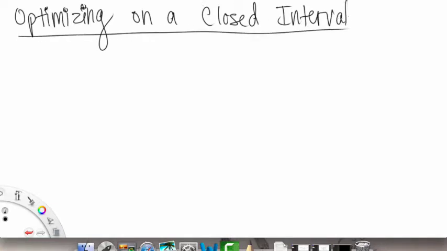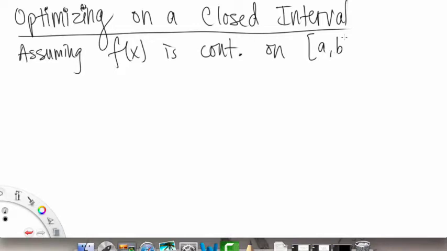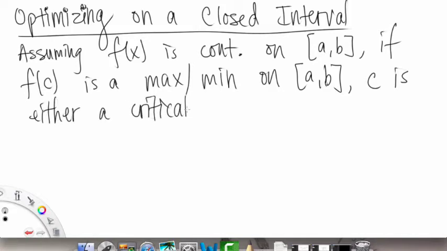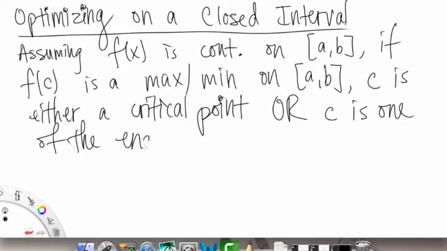Closed interval. If we're doing that, then we're basically just going to start with assuming that f of x is continuous on closed interval [a, b]. Then if f of some value c is a max or minimum on that closed interval, again [a, b] with square brackets, then we can say that c is either a critical point, meaning that the first derivative at that point is equal to 0 or does not exist, or c is one of the endpoints, a or b.